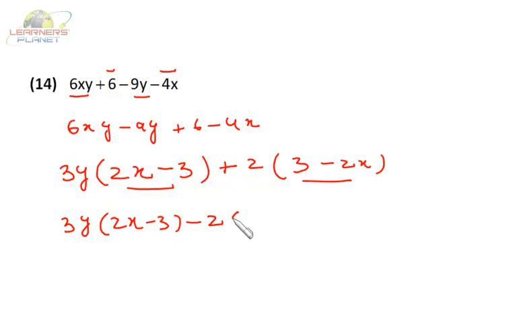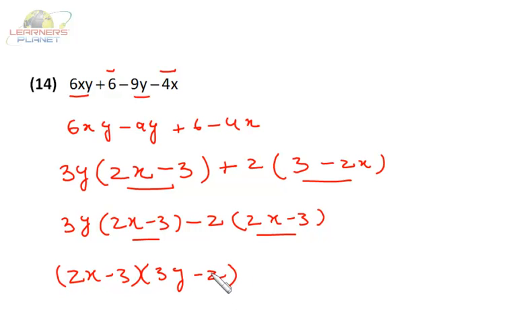So it's minus 2. If I change the sign over here, the sign of the bracket, that means the terms inside the bracket will also be changed. So it's 2x minus 3. Now 2x minus 3 can be taken as common. Then 3y minus 2. Quite easy.